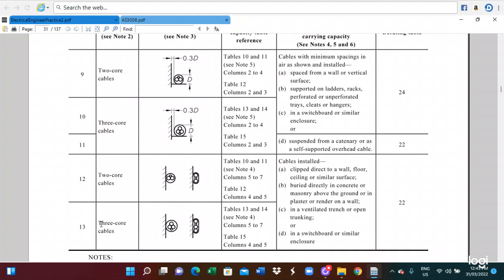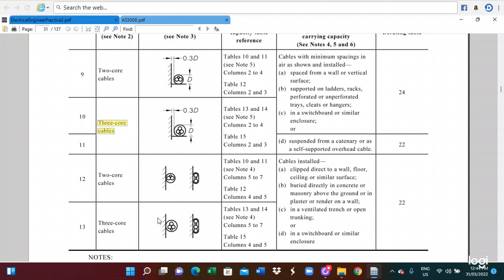Three-core cable clipped to the wall. This is a three-core cable, and this one is for a suspension. But for a three-core cable clipped to the wall, we have to select row 13. The other options are rows 11 and 10, which are selected when the cable is supported by a ladder, vertical, or suspension. In that case, row 10 or 11 would be selected.